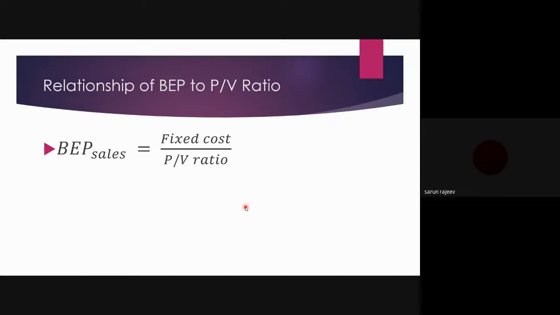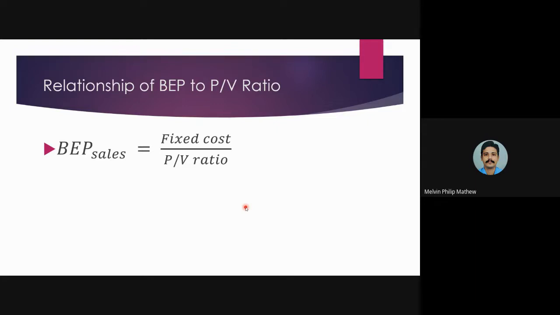Break-even point. So the relationship of BEP, or break-even point, to the P/V ratio. Write down: BEP sales is equal to fixed cost divided by P/V ratio.